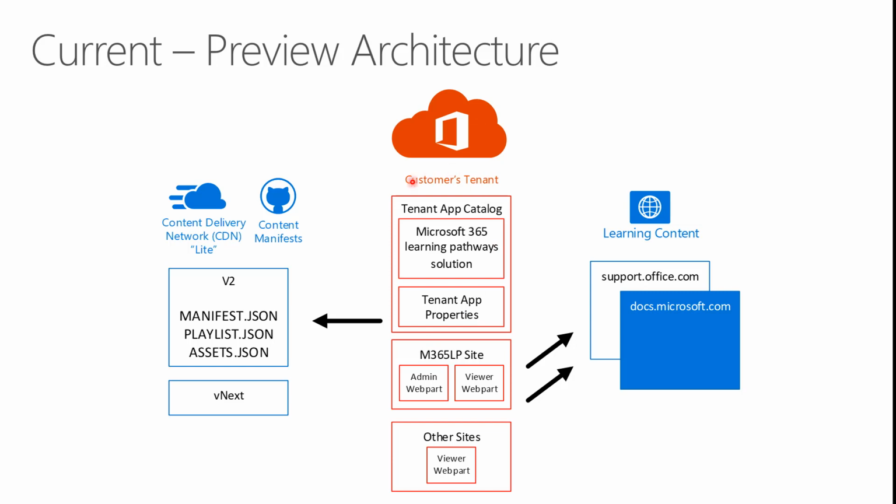So in your tenant, you'll have a tenant app catalog, and a tenant app catalog is a site collection where you can deploy SharePoint Framework solutions. So you'll have the Microsoft 365 Learning Pathway solution deployed into your app catalog, and there will be a few tenant app properties that are configured that basically tell the solution where your master Microsoft 365 Learning Pathway site is. So in addition to deploying the solution, you'll have a site collection that'll be your master site collection. And there is also an app property that points to where the content is coming from. I'll point to that in a second.